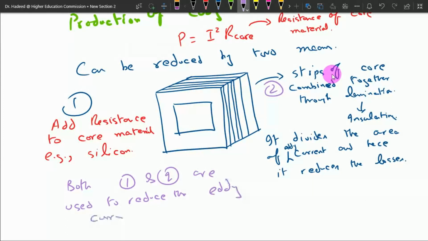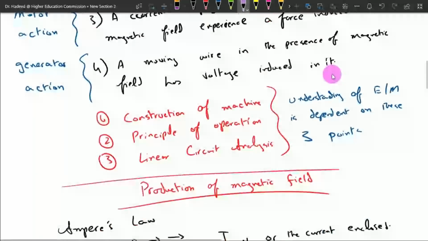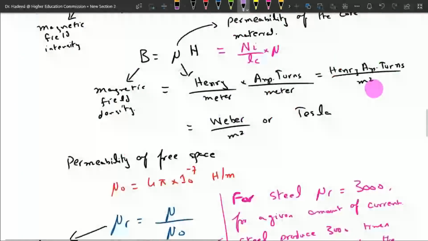So far we have enough of the information which is required to start the topic of transformers. Regarding point number 3 and point number 4, we will revisit them when we start the topics of electrical machines. So let us start the topic of transformers.